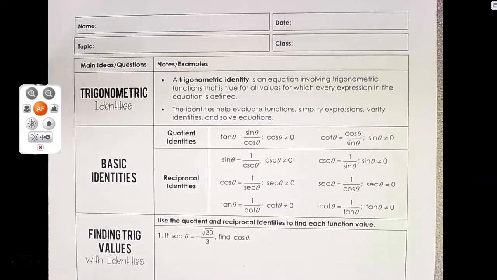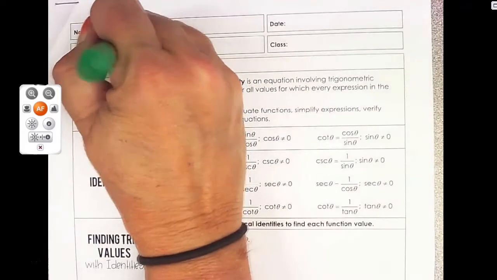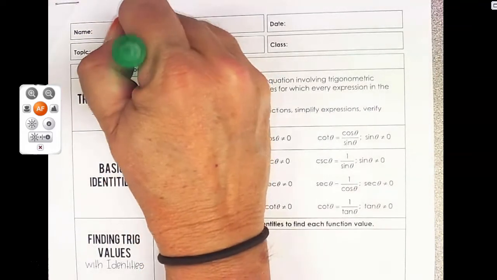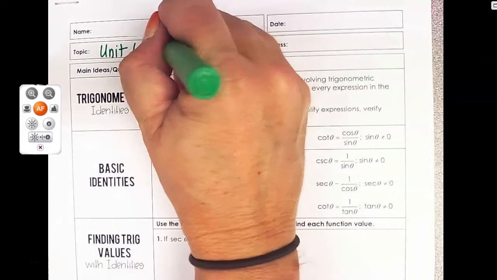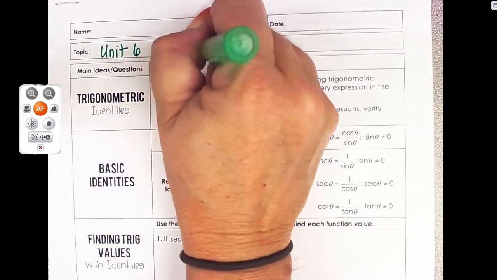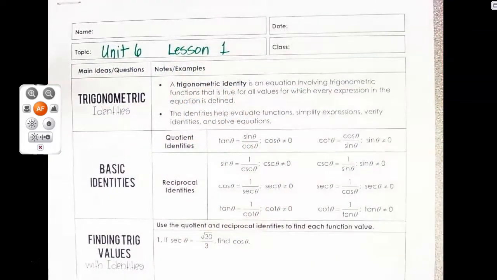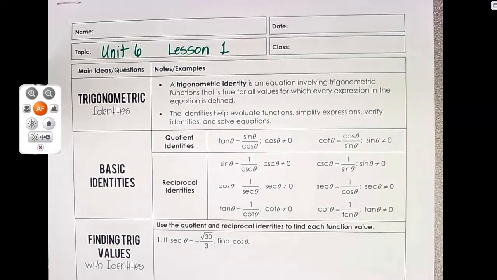Alright, hi, this is unit 6, trigonometric functions, and today we're going to be talking about lesson 1, which goes along with homework 1, and we're going to be dealing with basic trig identities in order to solve trig problems.